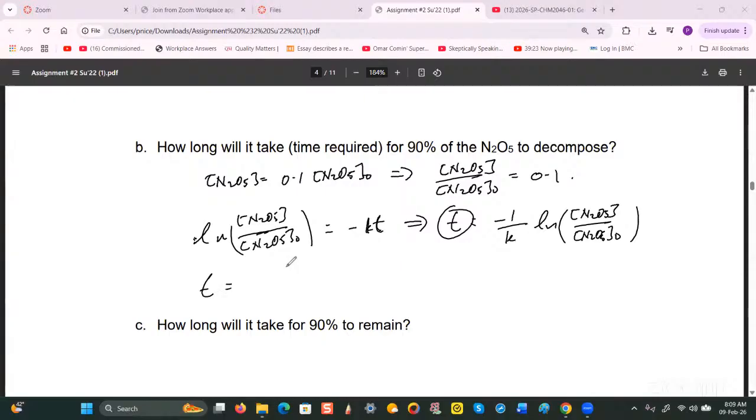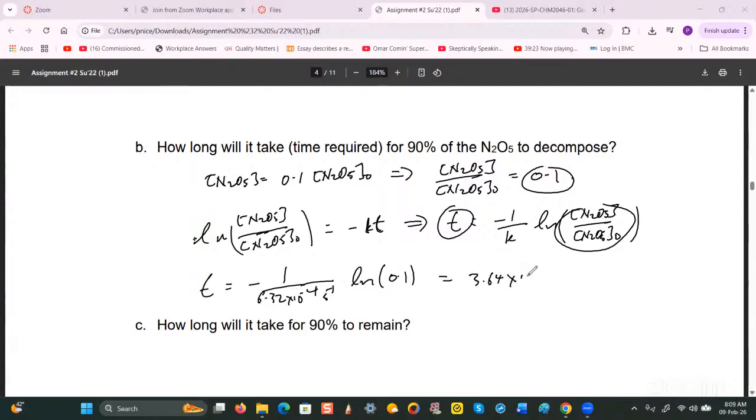So t will be equal to minus 1 over k, and k is equal to 6.32 times 10 to the minus 4 seconds to the minus 1, times ln of 0.1. And then we do the number crunching, and according to my calculation, this works out to be 3.64 times 10 to the 3 seconds, or you can say 3,640 seconds. And that's how that is done. All right? Okay, any questions about this one?